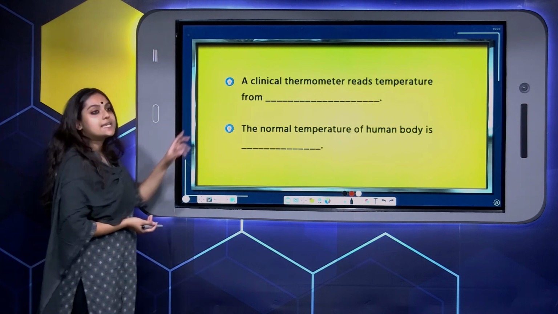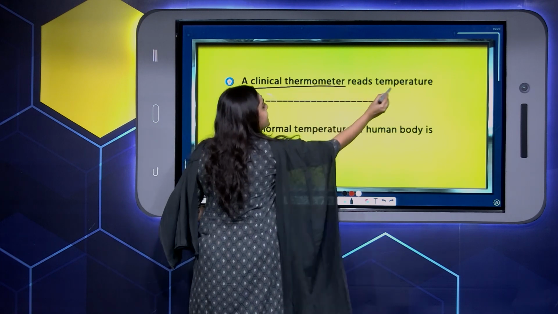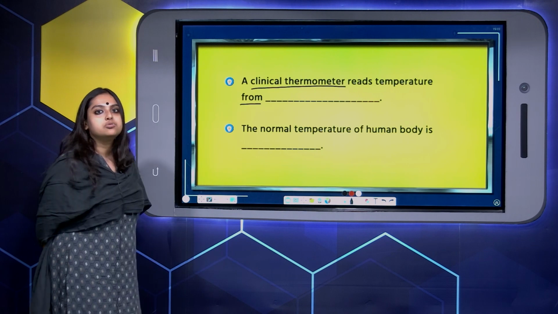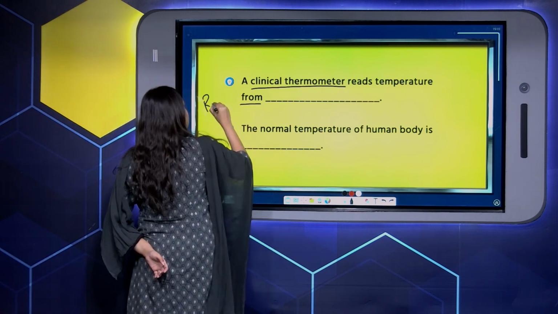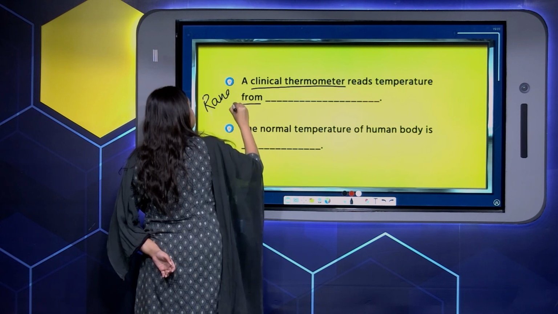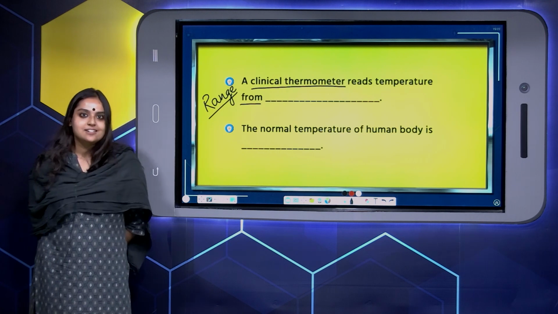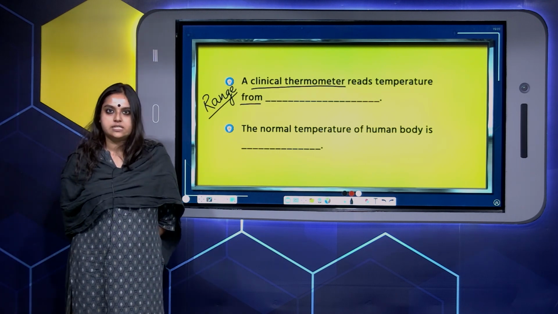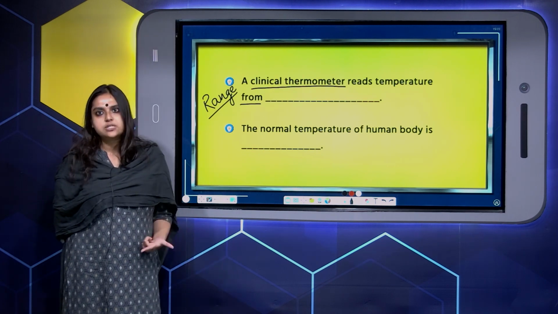Now it says a clinical thermometer reads temperature from. So it wants to know the range. You can say this is the range of a thermometer. Now there is a question here. Which kind of clinical thermometer is it asking for? Is it Fahrenheit scale? Is it Celsius scale?